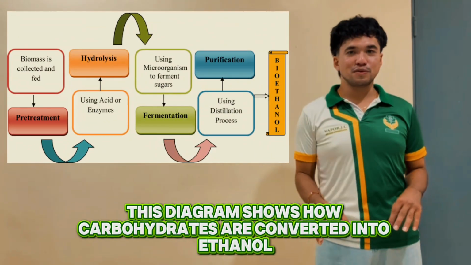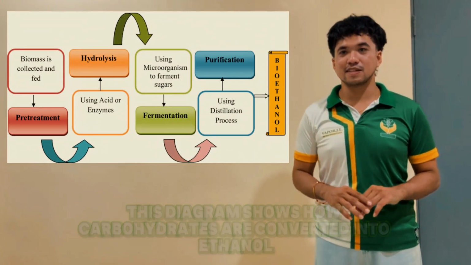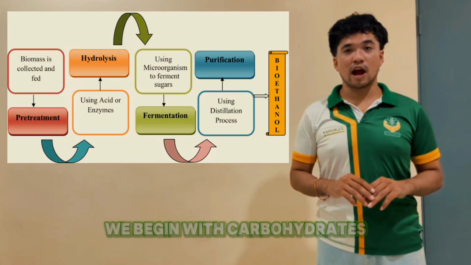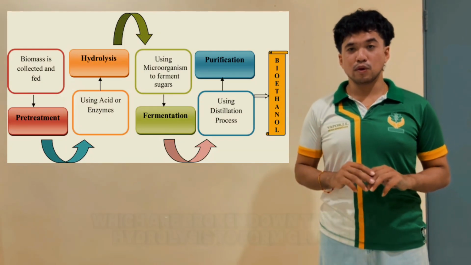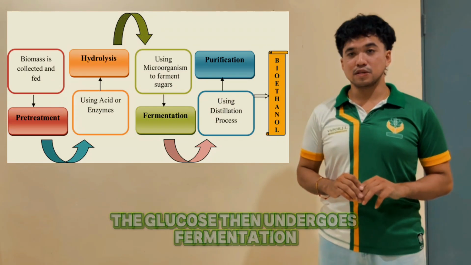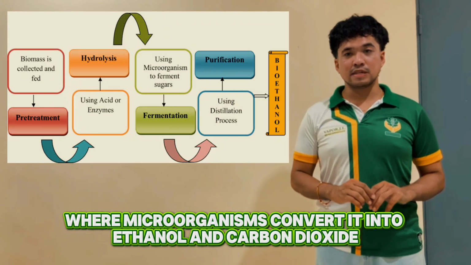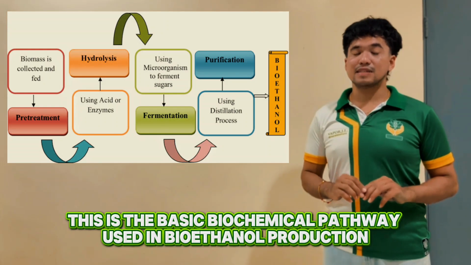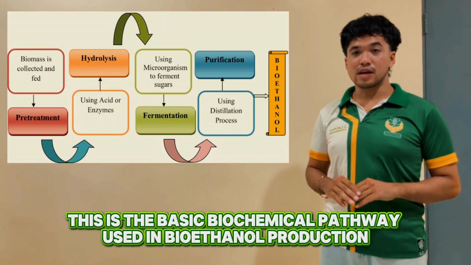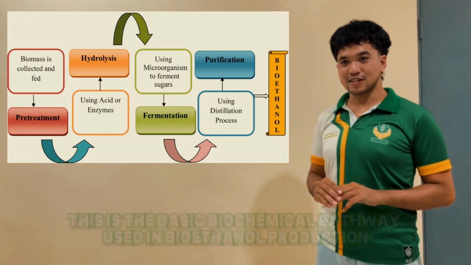This diagram shows how carbohydrates are converted into ethanol. We begin with carbohydrates, which are broken down through hydrolysis to form glucose. The glucose then undergoes fermentation, where microorganisms convert it into ethanol and carbon dioxide. This is the basic biochemical pathway used in bioethanol production.